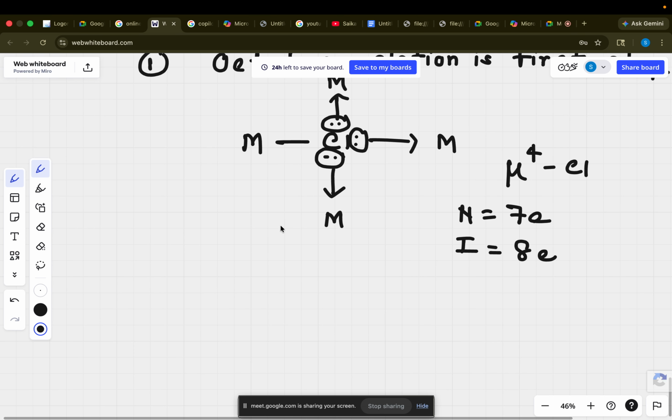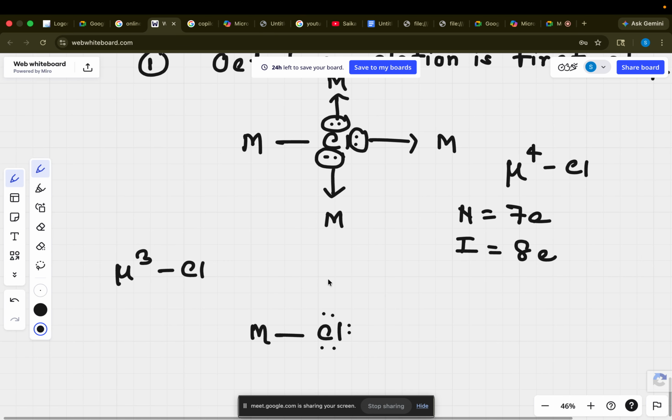Okay, if I am writing this mu 3 Cl, can you tell me how many bonds it is making? 3. So that means, again, this bond is terminal. If you are writing this mu 3, out of these 3, one bond is terminal.